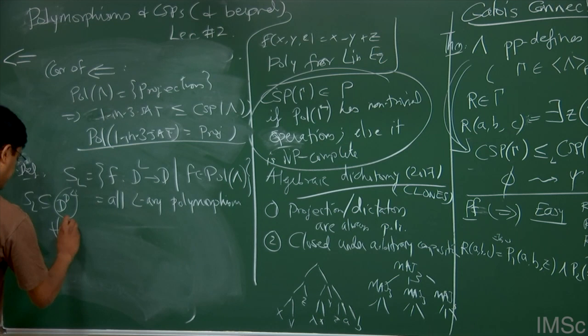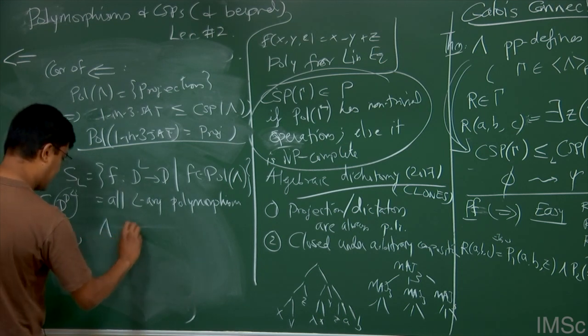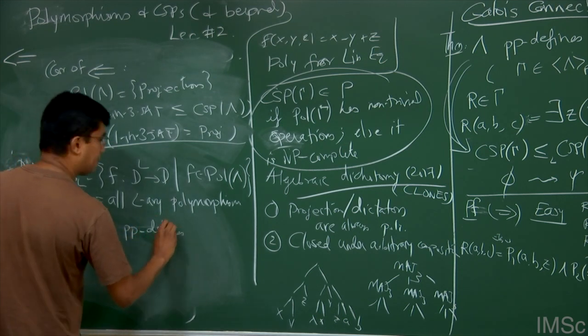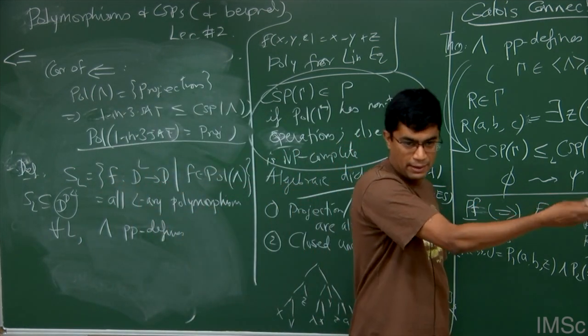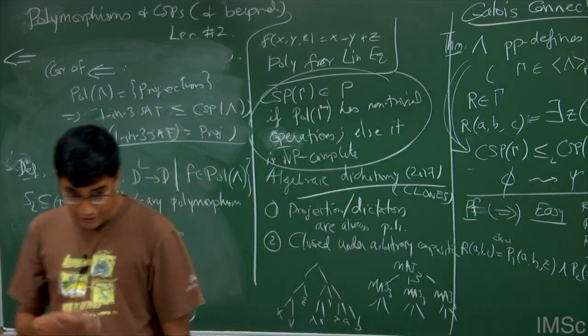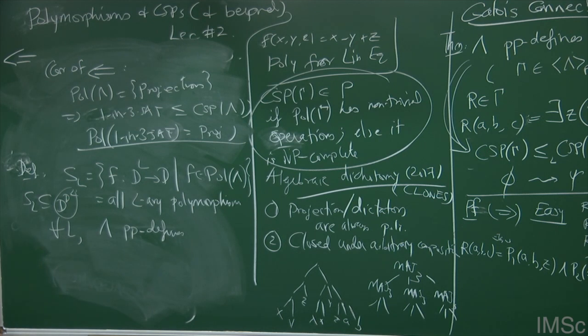So for all L, gamma PP-defines SL, and note that this notion of PP-definition is transitive. What I'll prove is that gamma PP-defines SL for every L, and then for some large enough L, SL will PP-define gamma.